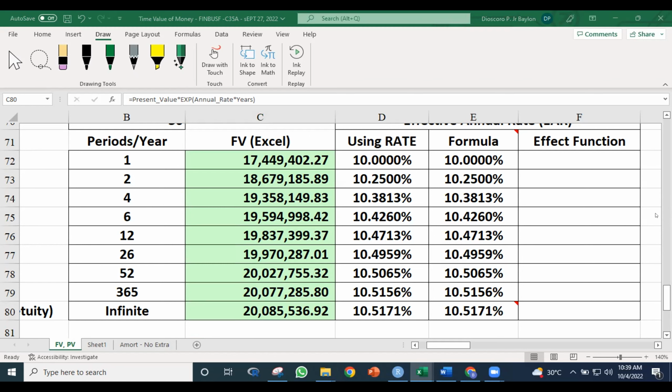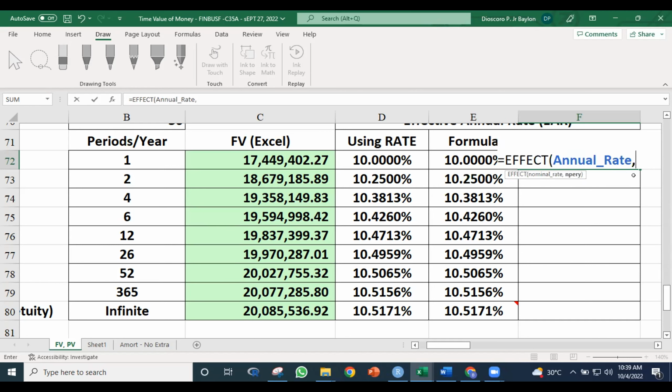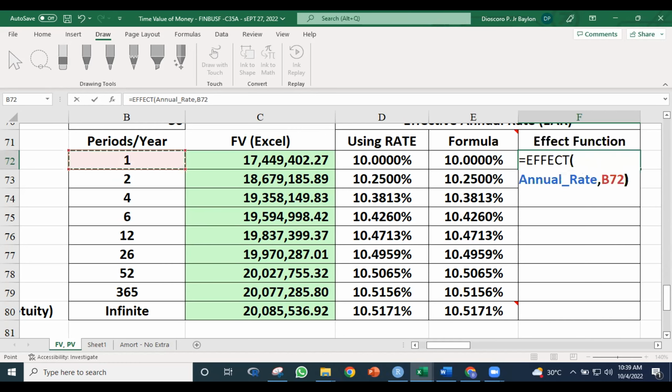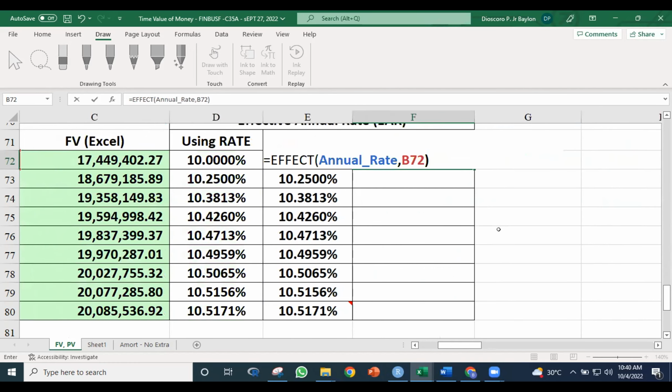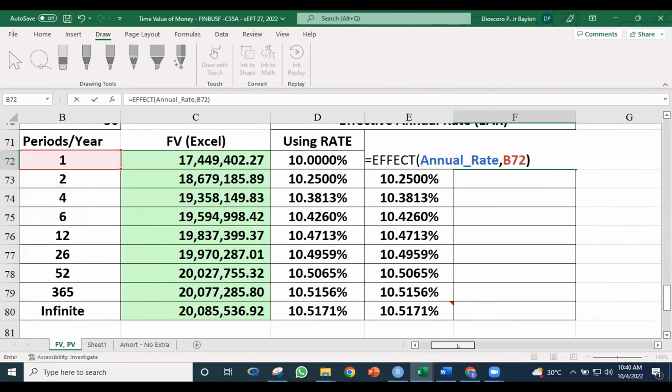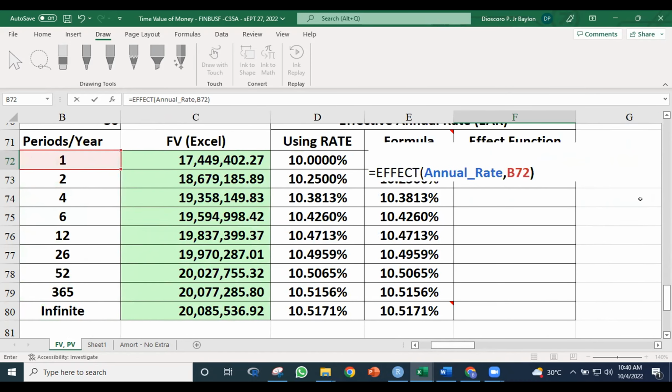Okay. All right. Lastly, we have also a function in Excel called the EFFECT function. So if I type effect, here, it returns the effective annual interest rate. So this is very easy to use. You're just asked for the nominal rate. The nominal rate is your annual rate. Okay, I'm using the name so that we don't have to fix this. And then the number of periods per year. So this one, right? So that's the effect function. So it will do the computation for us.